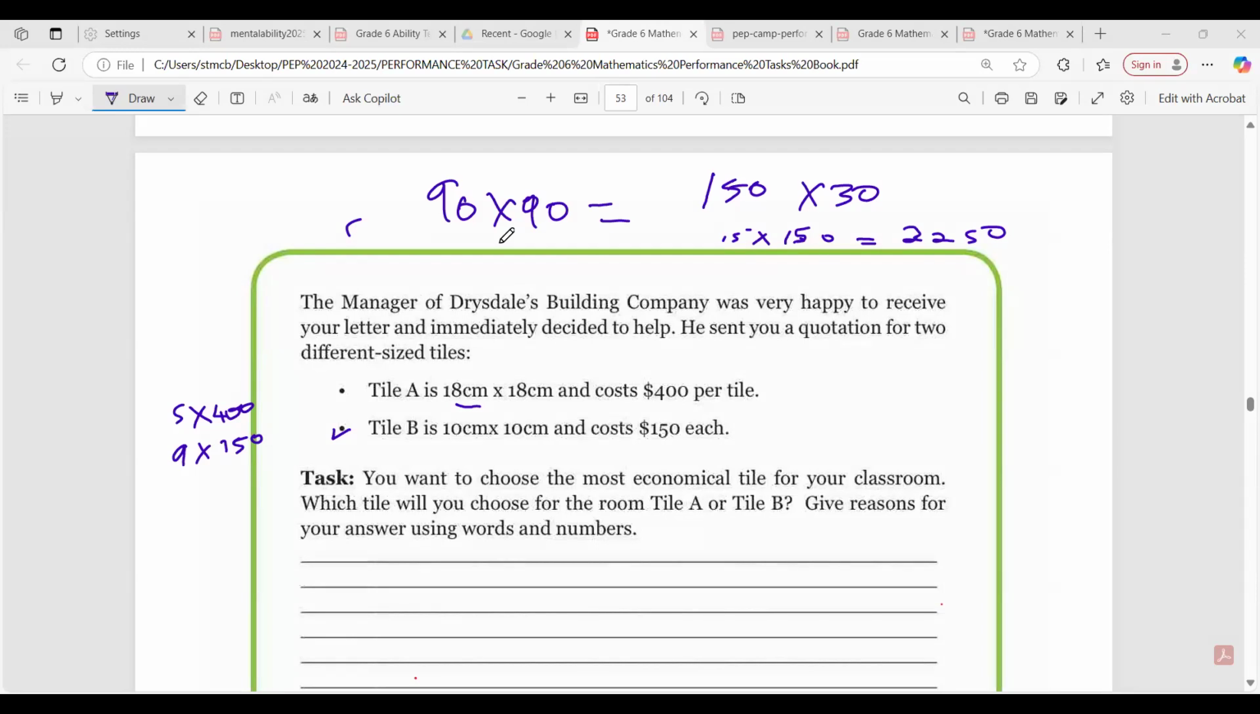Then I put the 18 into the 180 and I get 10. And then I times the 10 by the 400, which is the amount one tile costs, and I get 4,000. And I said I would buy the 10 by 10 tiles because when I did the calculations, I got 2,700. But when I did the calculations for the 18 by 18 tiles, I got 4,000, which is way more money than the 10 by 10 tiles.